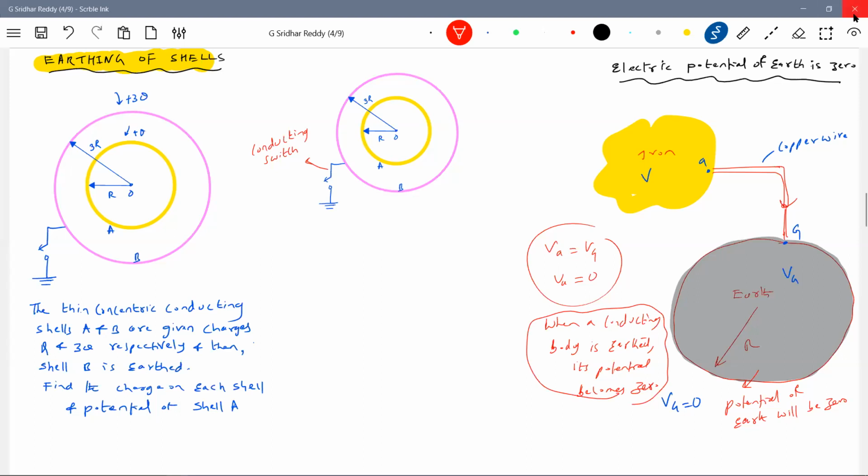Okay, similarly, that earthing is what we are going to do here now. He's asking, after earthing, the shells A and B are given charges Q and 3Q. After earthing, what will be the charge on each surface? Find the charge on each shell and the potential of shell A, which is not earthed. Now what is the method? Here, I don't know what the final charges are after earthing.